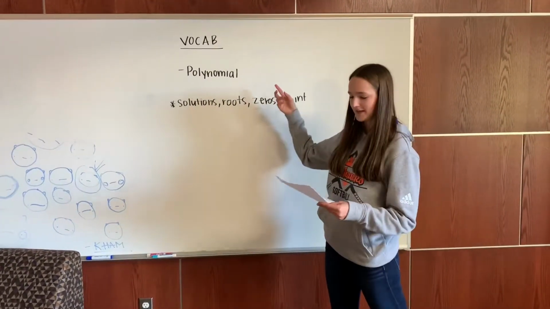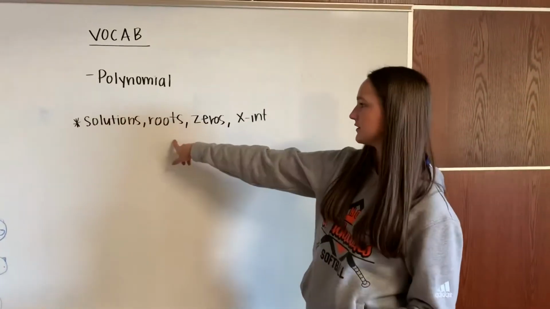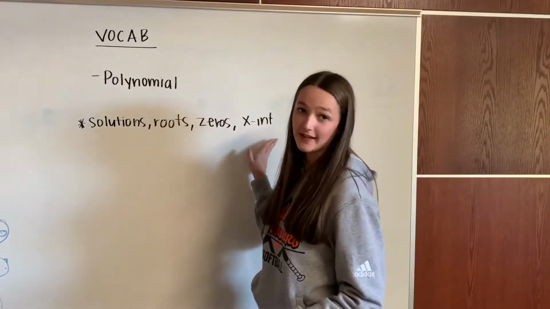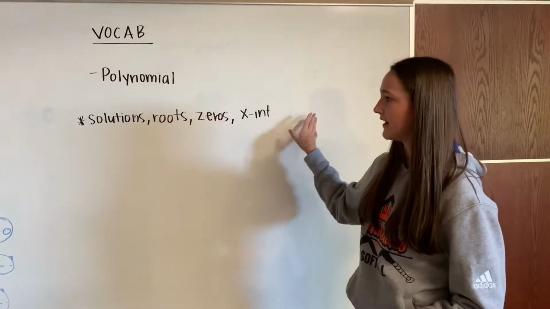A polynomial is a function containing several algebraic terms, and the solutions, roots, zeros, and x-intercepts are the same things. You find them on the graph when the y value is 0, and then you isolate the x value.